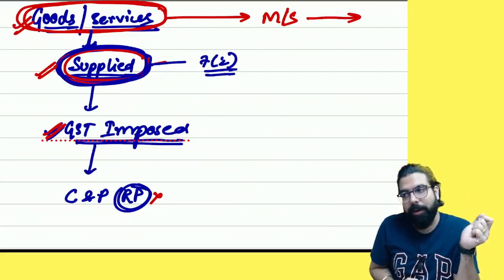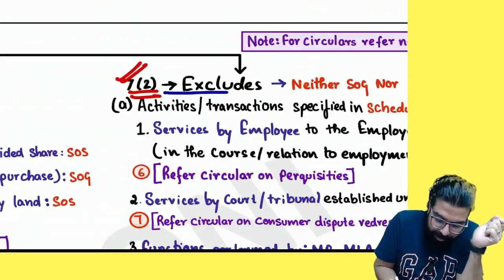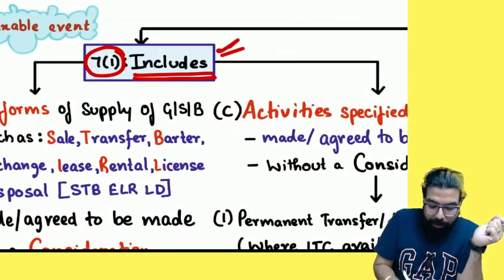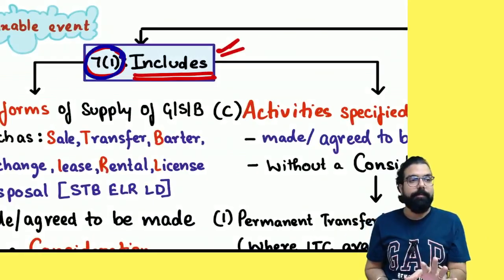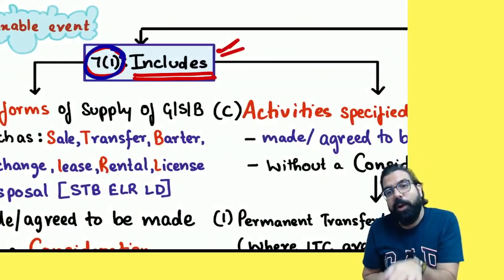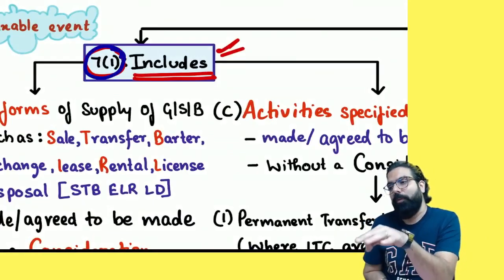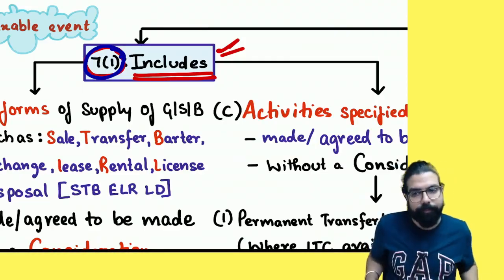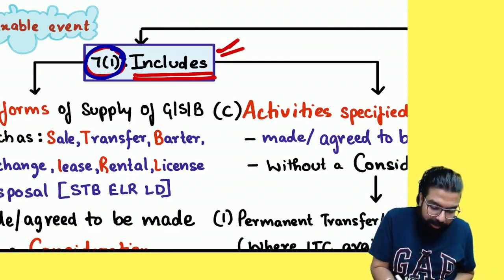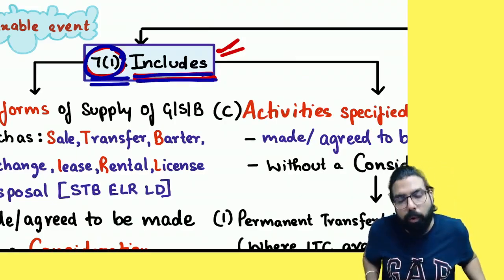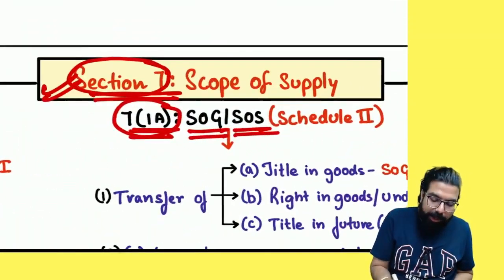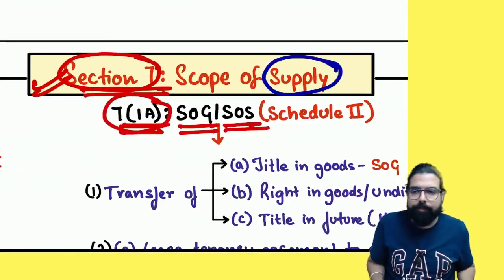Are we clear, everyone? And that is section number 7.2 over here, which says what are the things which are excluded. But first I want to start with section number 7.1, which says what are the things which are included in the definition of supply. Can I go ahead, everyone? Everyone over here now, listen. Section number 7.1 says what are the things which are included. First of all, I want to tell you, what do you mean by supply?